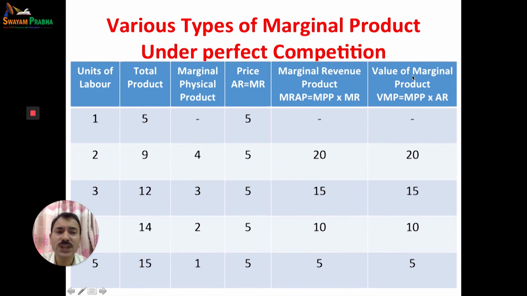Similarly, value of marginal product, VMP, is MPP multiplied by AR, because AR is equal to MR. So here AR is 5, MPP is 4. 4 multiplied by 5 is 20. 3 multiplied by 5 is 15. Why? Because VMP can also be calculated as MPP multiplied by AR. AR and MR are equal because there is a homogeneous product and homogeneous factor of production, because there is perfect competition in the market.